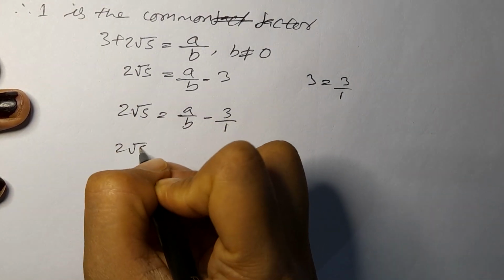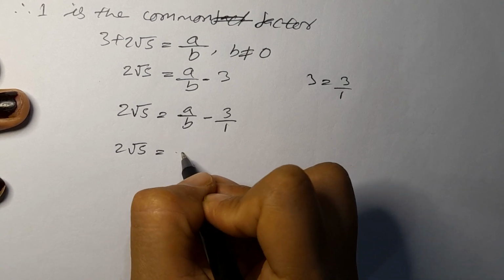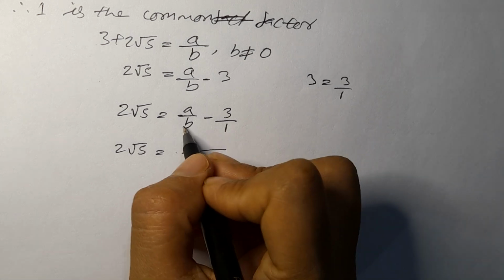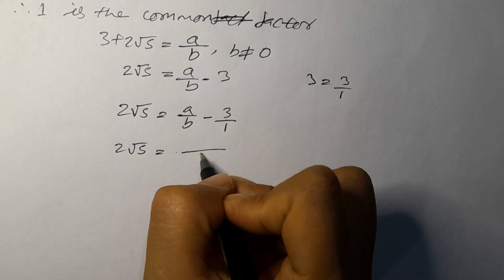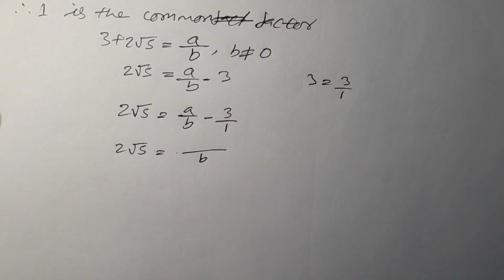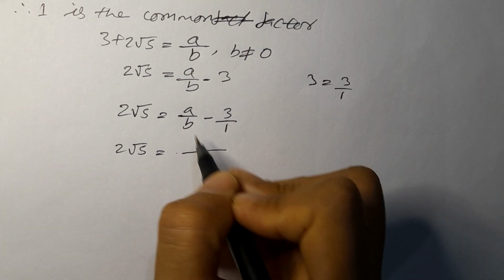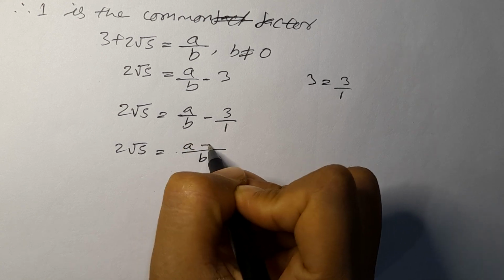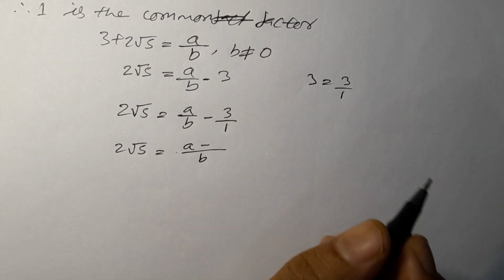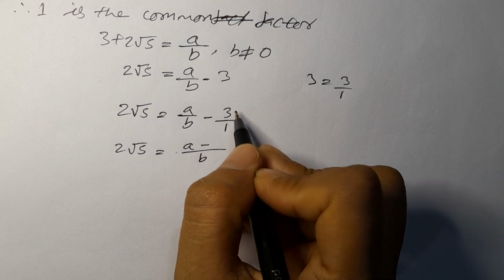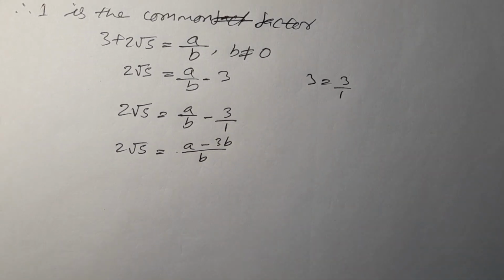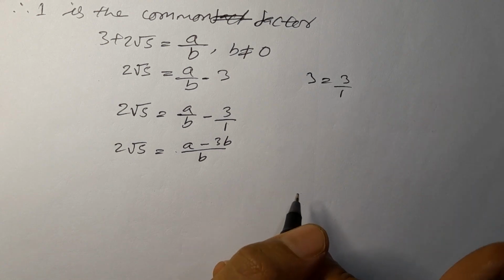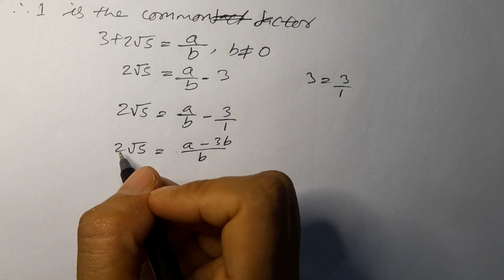So 2 root 5 equals a divided by b minus 3 by 1. For solving the fractions, first take the LCM of the denominators. The LCM of b and 1 is b. After taking the LCM, divide: b divided by b is 1, into a gives a; minus, b divided by 1 gives b, so b into 3 is 3b. Now on this side we want to keep only the irrational part, root 5. Now I have the 2, so take the 2 to the other side.